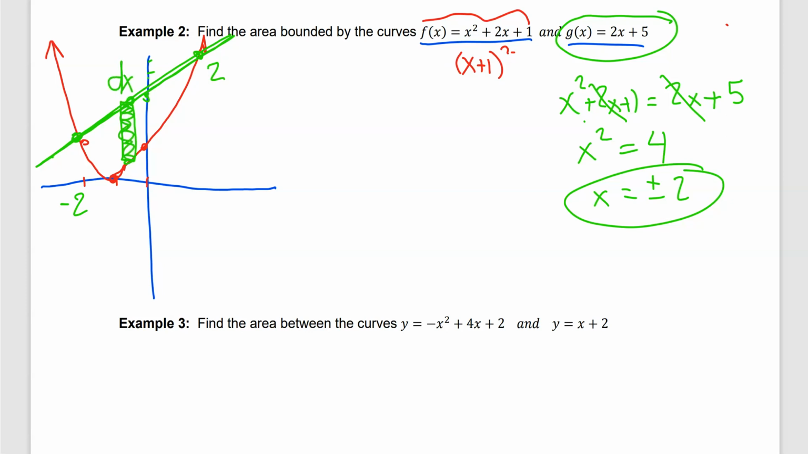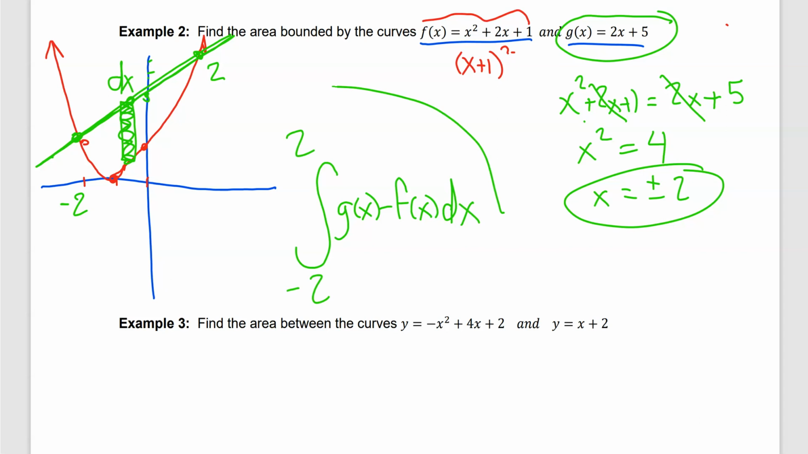I do believe we're going to be doing vertical rectangles, because the top of that rectangle is always going to be on the line, and the bottom of the rectangle is always going to be on the curve. So our integral will be the top minus the bottom, right? So our top curve minus the bottom curve. And it goes from -2 to 2. That is our setup. Again, not too terrible.